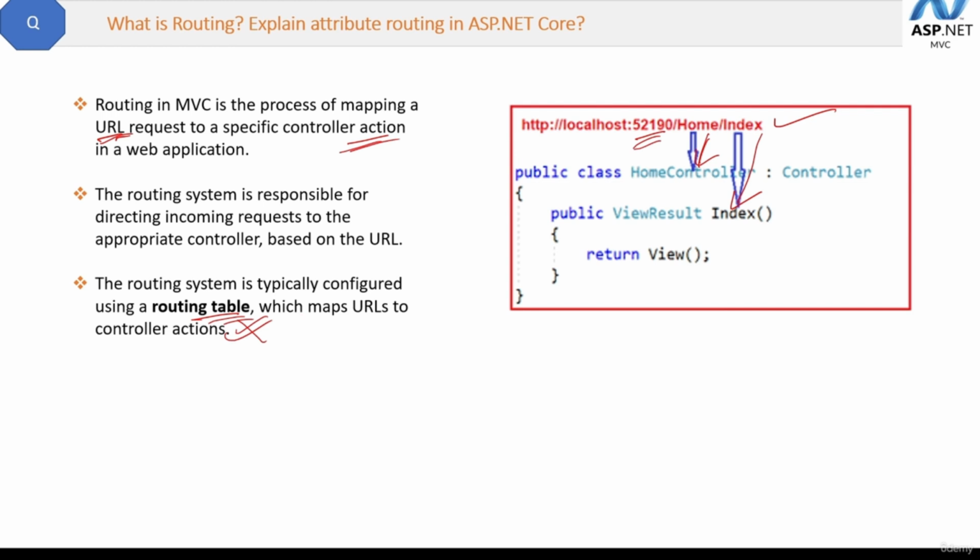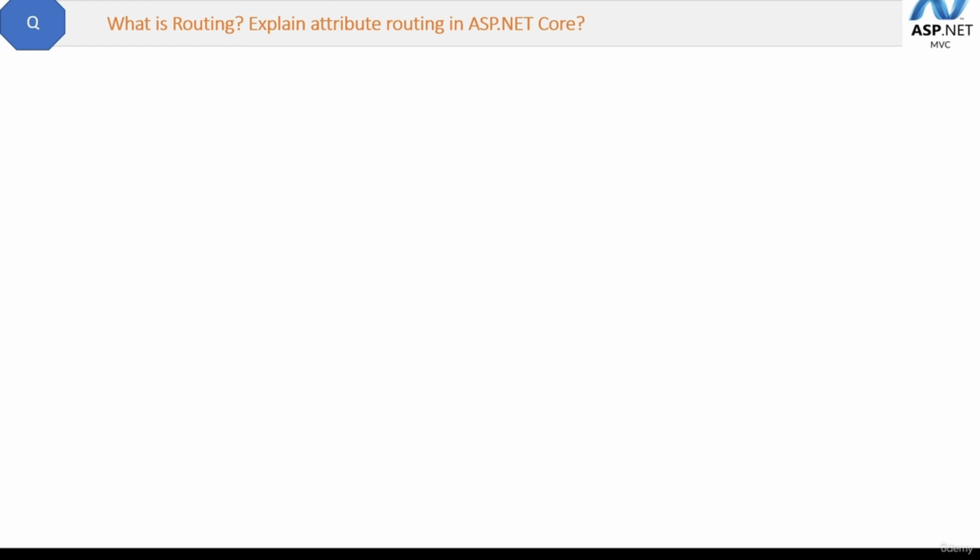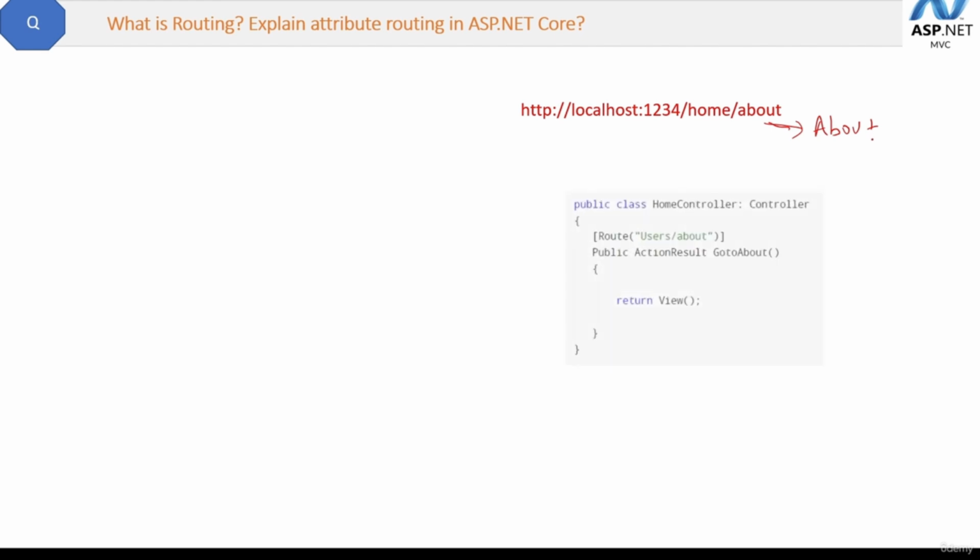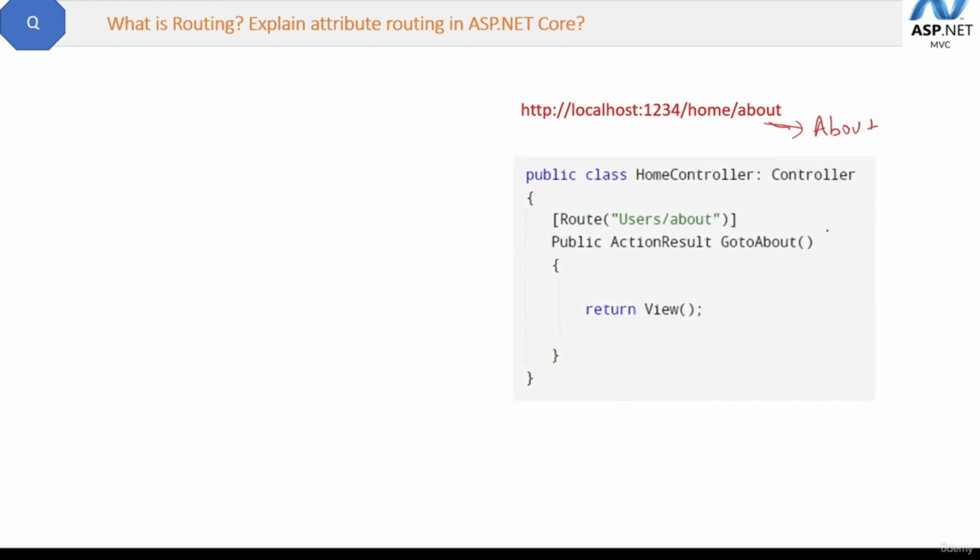Now the question is, what is attribute-based routing then? Sometimes you want to modify this default routing mechanism. For example, here this URL says that the request will go to the home controller and the action method name will be about. But in the code you can see we do not have any about method.